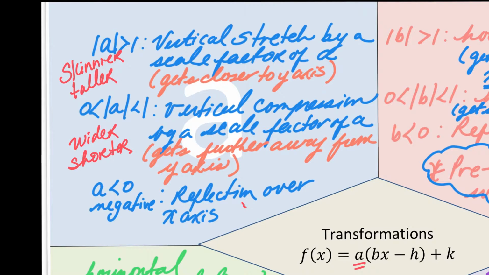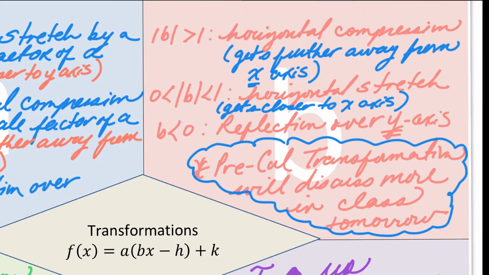If a is less than 0, it does the same thing to every function. It's going to reflect it over the x-axis.